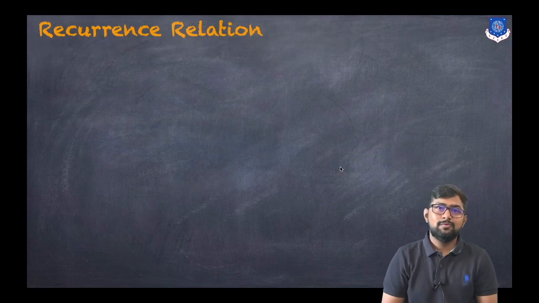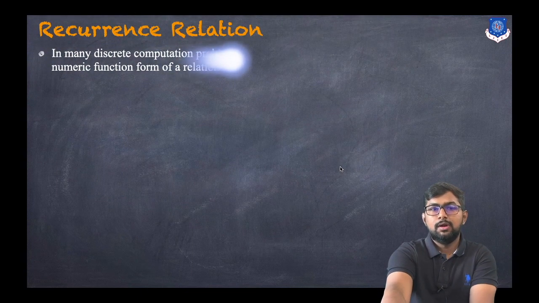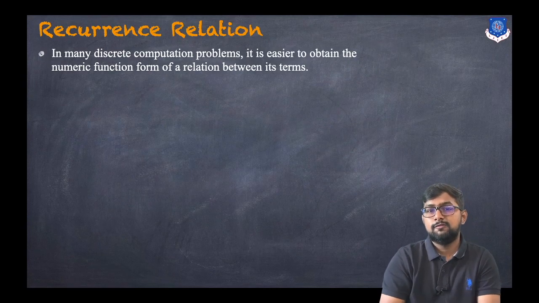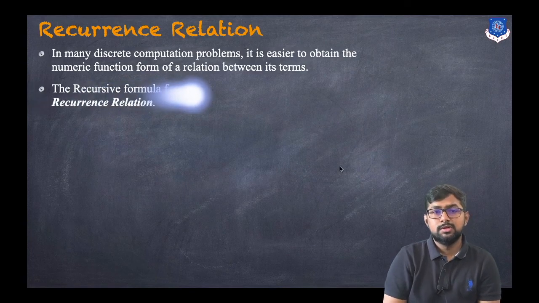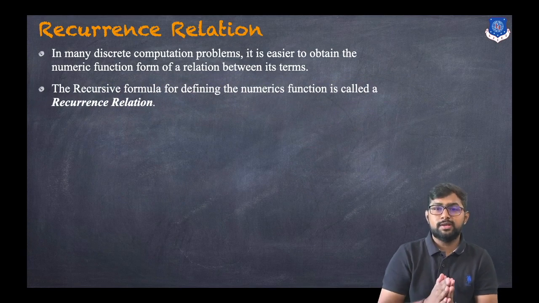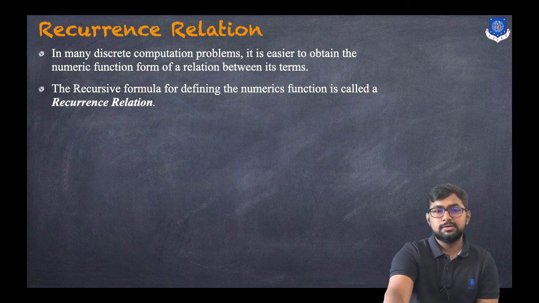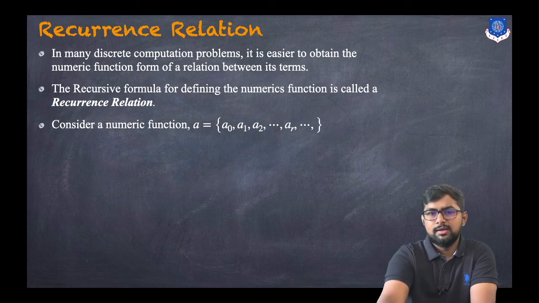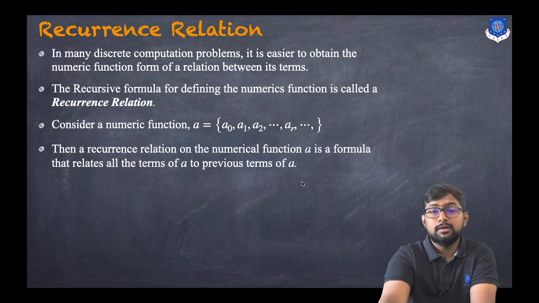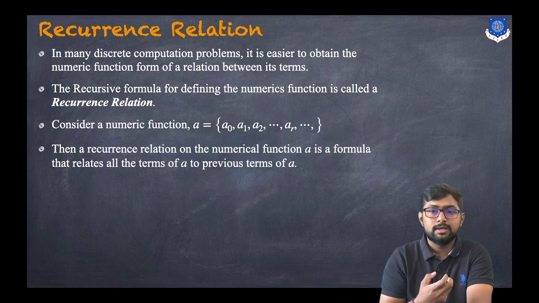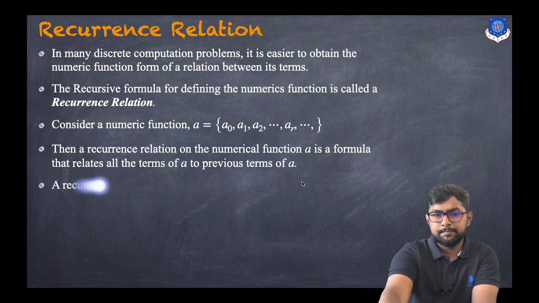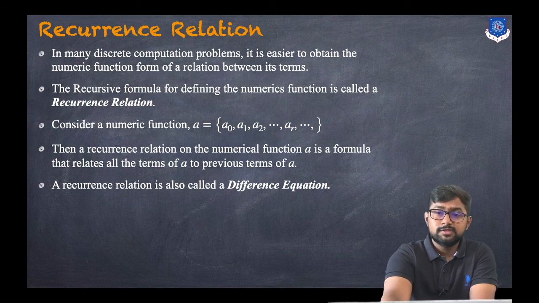So first let's understand what is a recurrence relation. In many discrete computational problems, it is easier to obtain the numeric function from the relation between its terms. So the recursive formula for defining the numeric function is called a recurrence relation. Consider a numeric function a equals a0, a1 up to ar. Then a recurrence relation on the numeric function a is a function that relates all the terms of a to previous terms of a. So a recurrence relation is also called a difference equation.